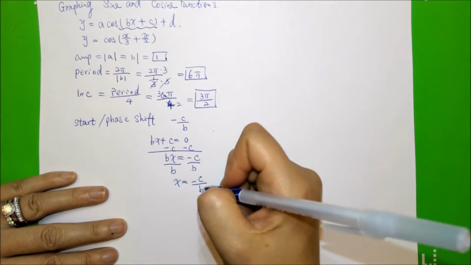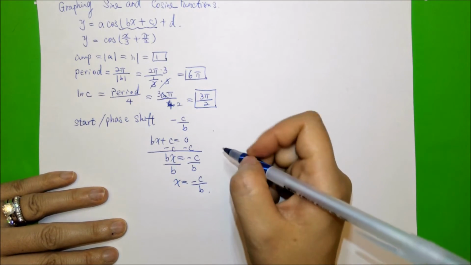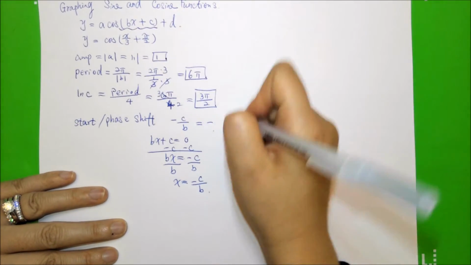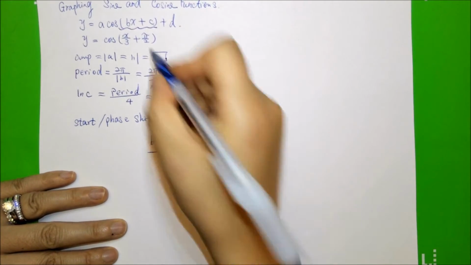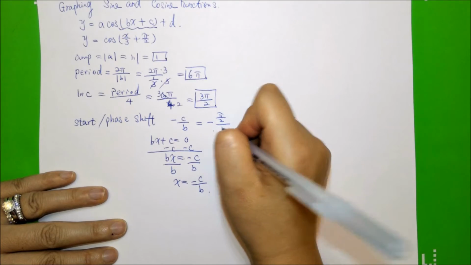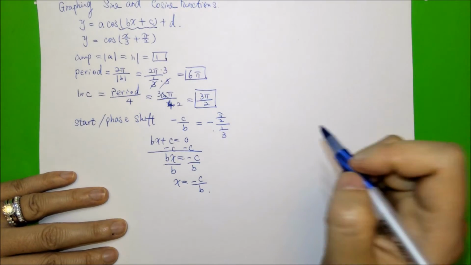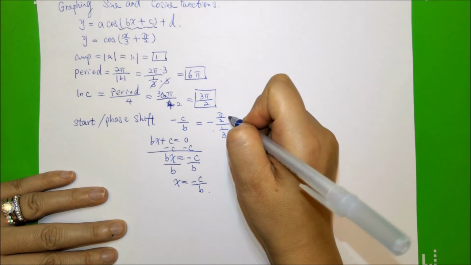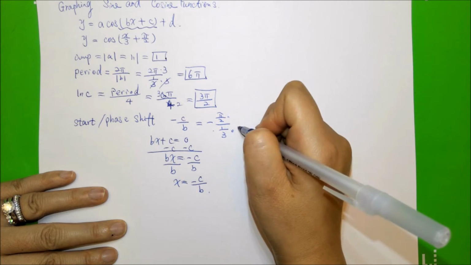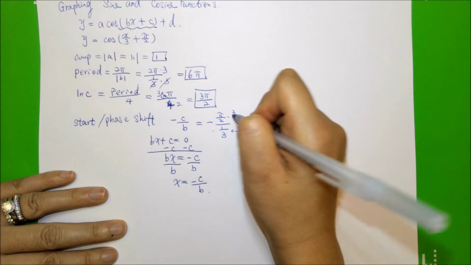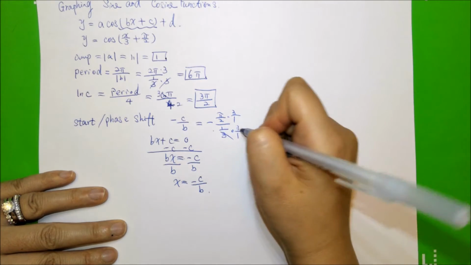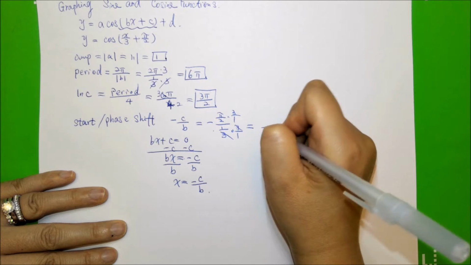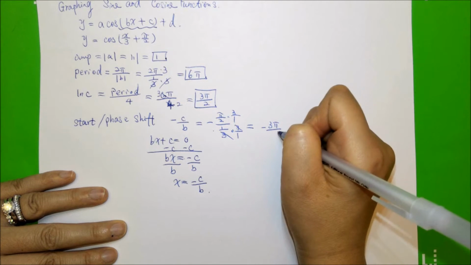Let's plug in to see what we have. Negative c value is pi over 2, divided by b, and b is 1 over 3. To simplify this fraction, I would like to multiply by the reciprocal, top and bottom at the same time. When you cancel out the 3 and 3, 1 and 1, this whole fraction becomes negative 3 pi over 2.